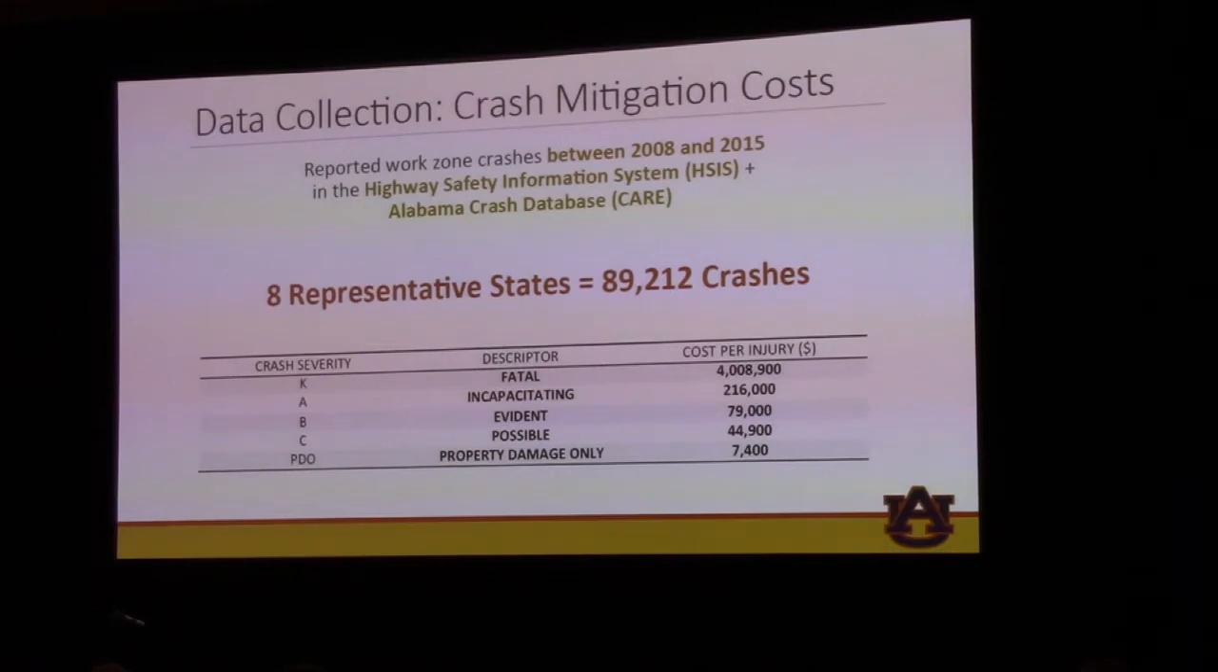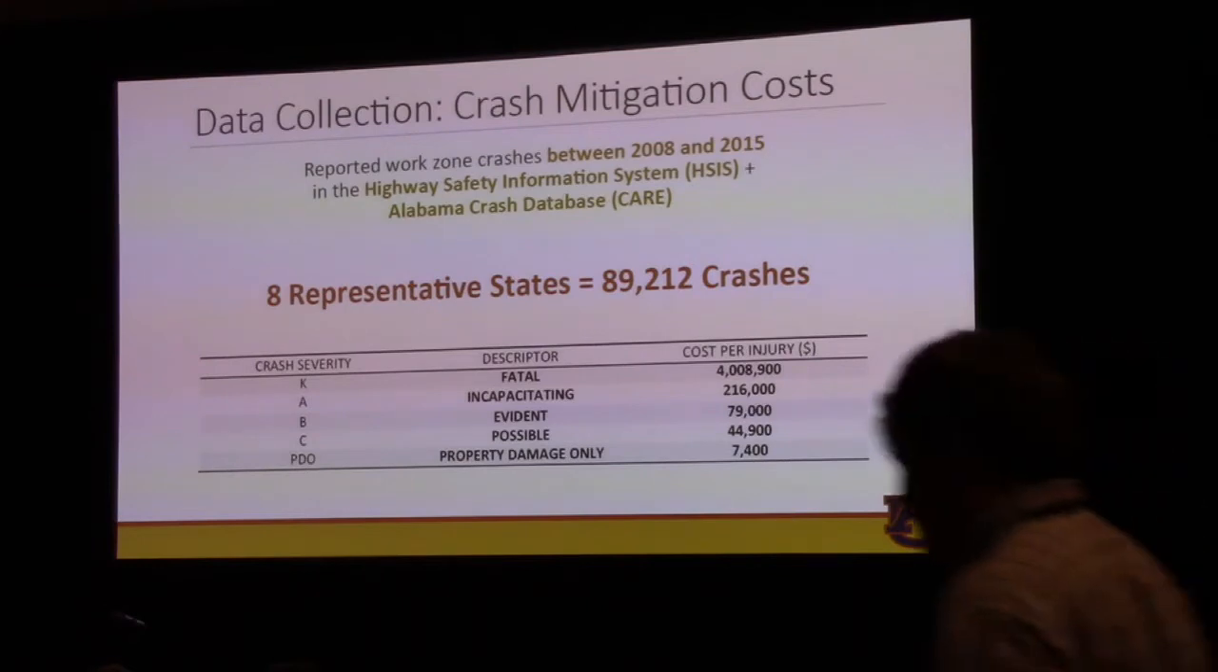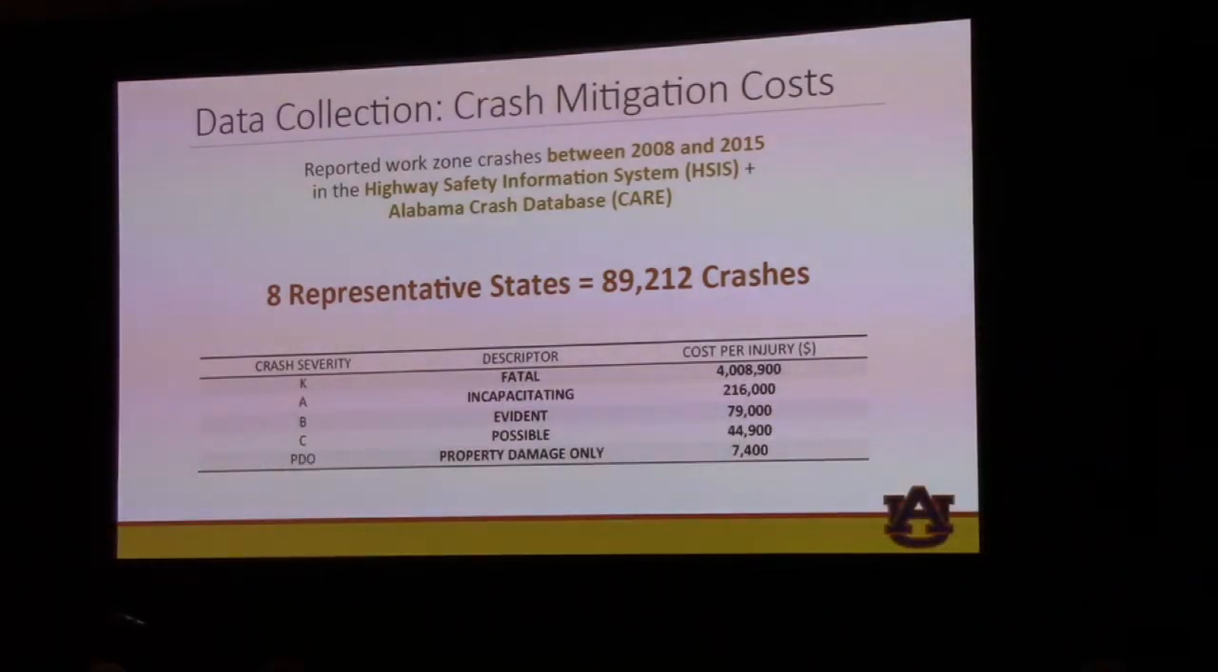And the key way that we organize crashes, if you're unfamiliar with this, is based off a KABCO scale. Every crash gets assigned a score, K being a fatal crash, O just being possible or property damage only. And then it kind of scales up from there. That's possible injury, evident injury, incapacitating injury, and then fatal injury.